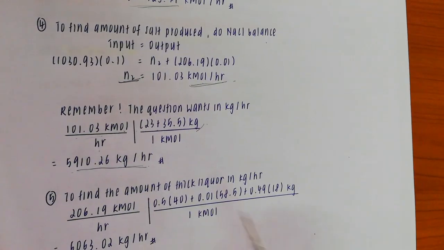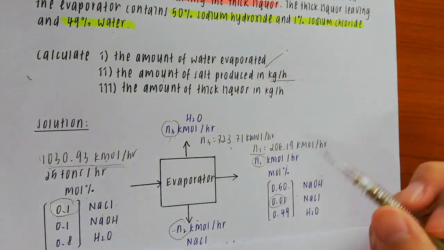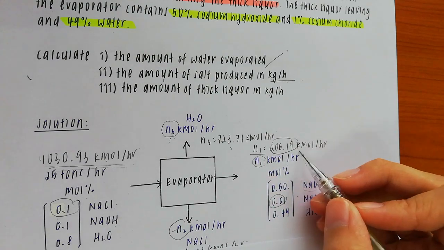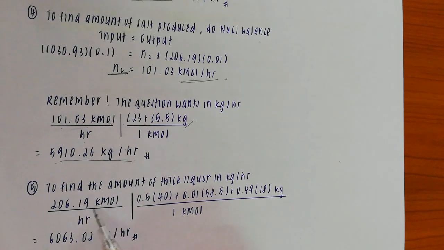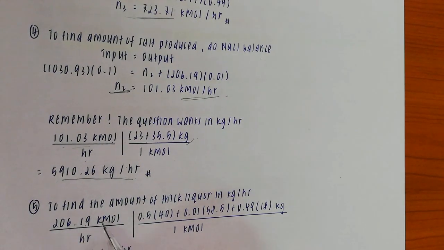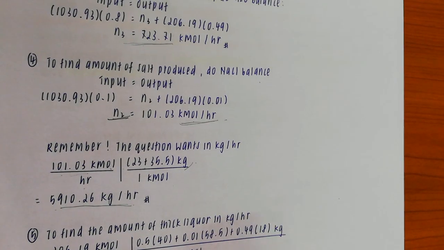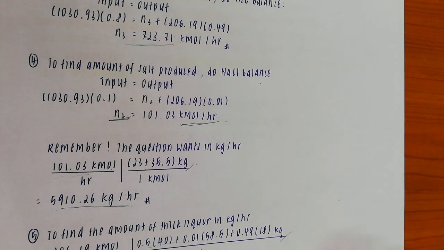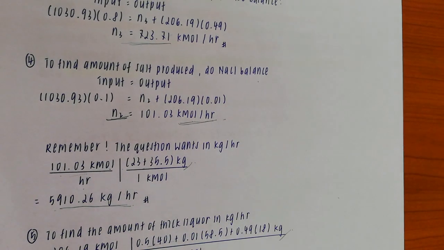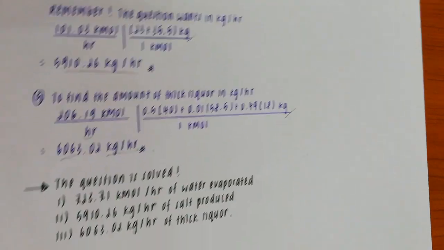So to find the amount of thick liquid in kilogram per hour, as we can see here, we have found the thick liquid, but in kilomole per hour. So what we're going to do is we have to change the flow rate in kilomole per hour to kilogram per hour. So the same thing, we have to find the molecular weight of the thick liquid, and then we got 6,063.02 kilogram per hour. So the question now is solved.